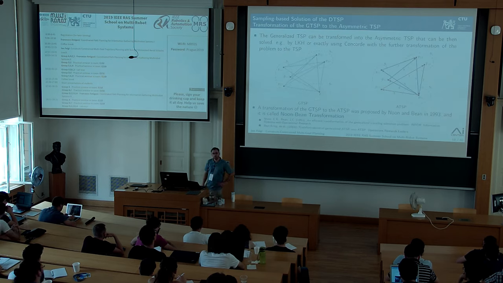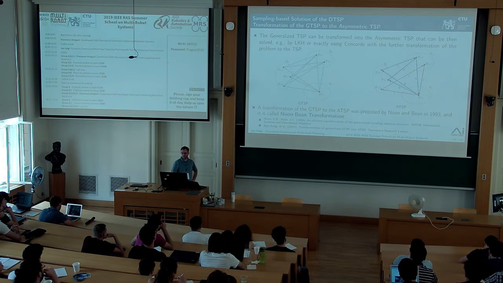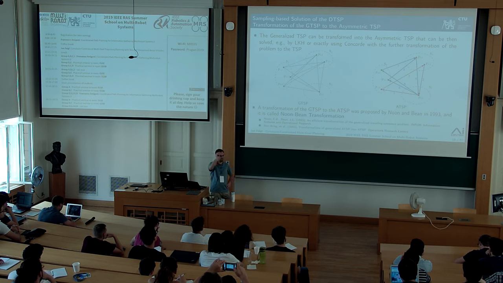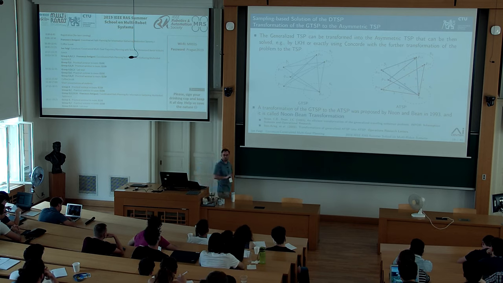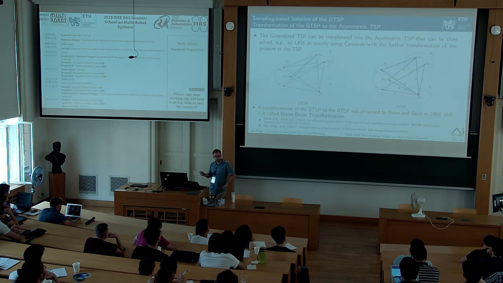So there is a method that can transform the generalized TSP to asymmetric TSP. Why asymmetric? Because we need to follow the direction how we will visit the locations. And in the next few slides, I will try to cover what is the main merit of this transformation, which has been proposed by Noon and Bean, and it's called Noon-Bean transformation.